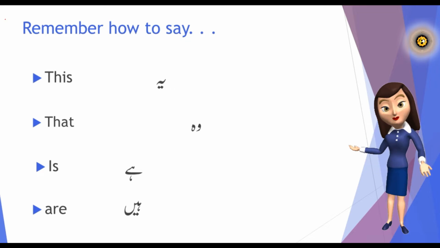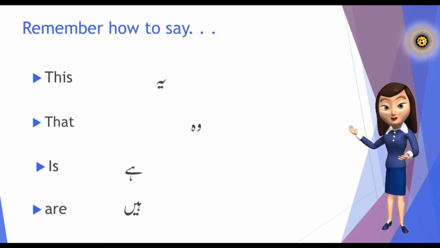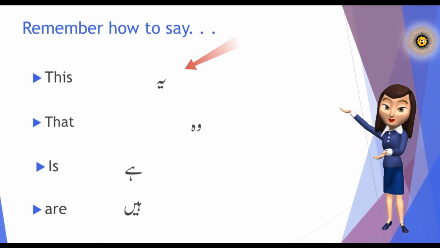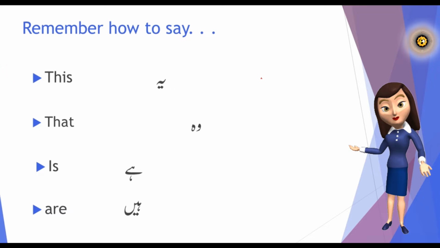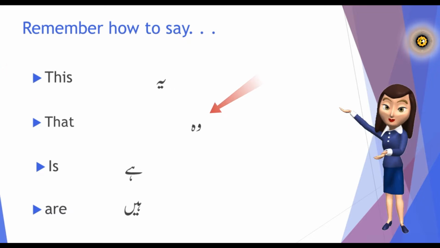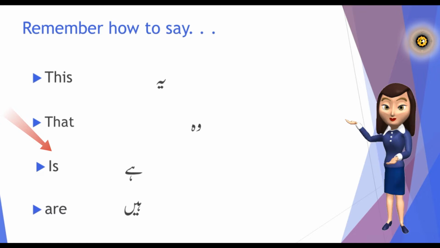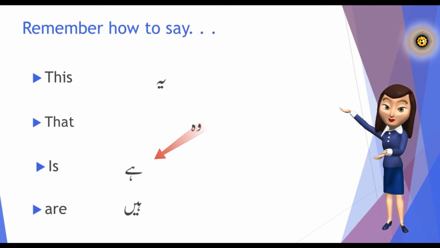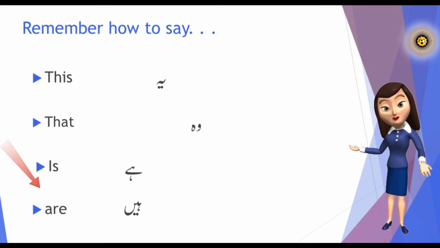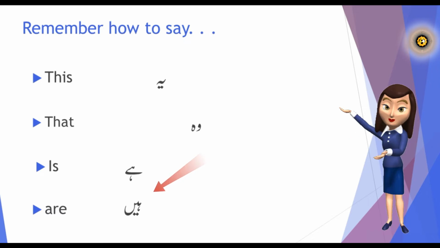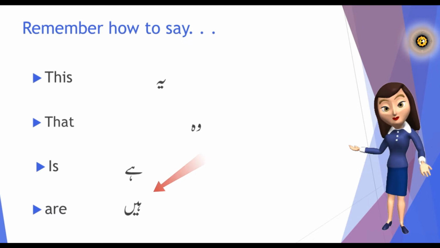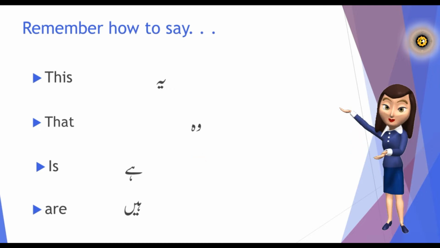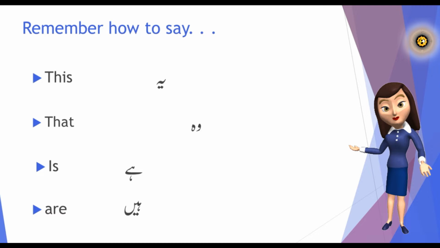Now let's repeat all these words one more time. In English we say this. In Urdu it is ye. In English then we say that. And in Urdu it is wo. In English we say is. And in Urdu it is hai. In English we say are. And in Urdu it is hain. Repeat many times and remember these words, as when you are speaking in Urdu, these words are used quite a lot. Alright? Okay.